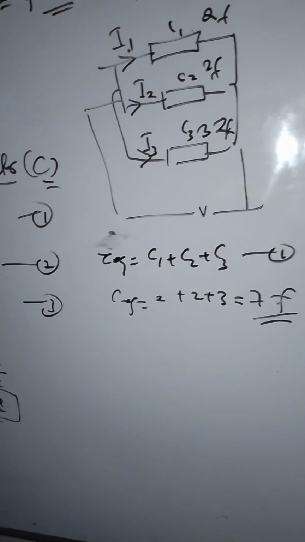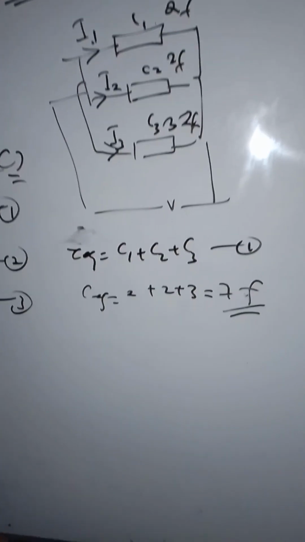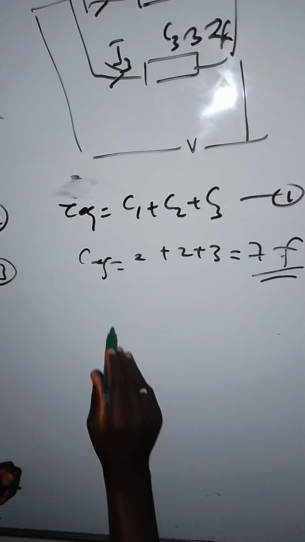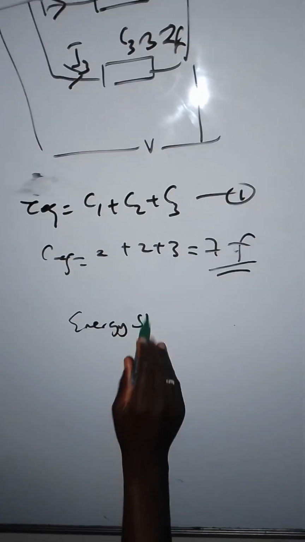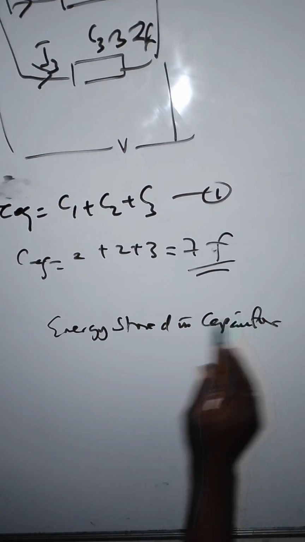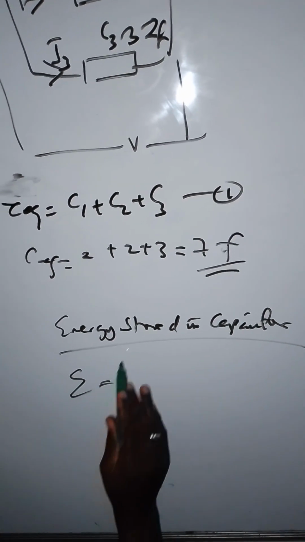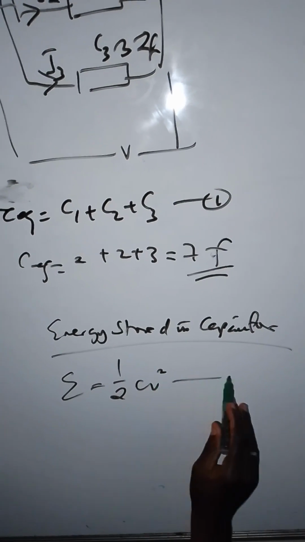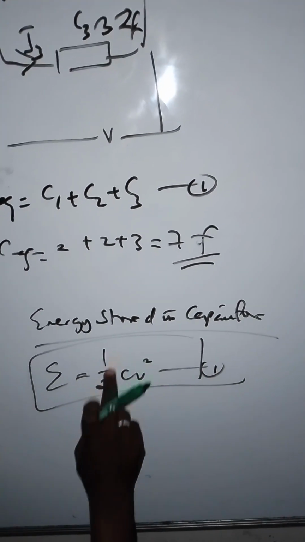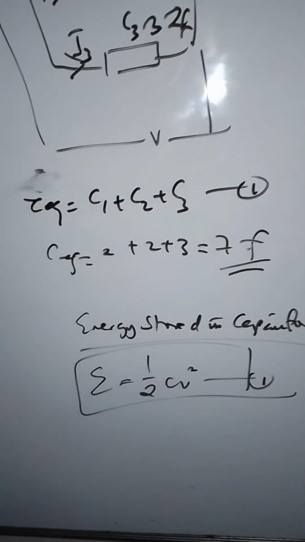Let's now see the formula for the energy stored in a capacitor. The formula for energy stored in a capacitor is E equals 1 over 2 CV squared. That's the formula of energy stored in a given capacitor.